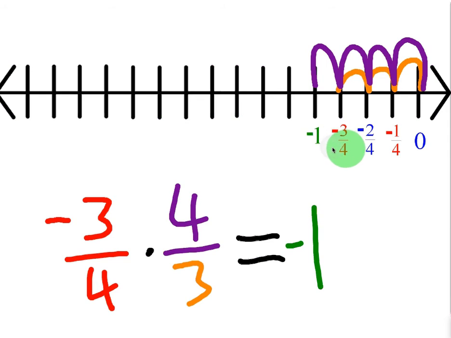Now, let's go ahead and divide by the 3 first. So if we divide by 3, we actually end up at negative 1/4, right? Because here's 1, 2, 3. So here would be a third of that, negative 1/4. But if we take that and multiply that by 4, we'd have 1, 2, 3, 4, and we end up with negative 1.